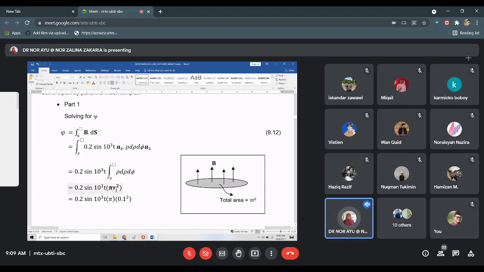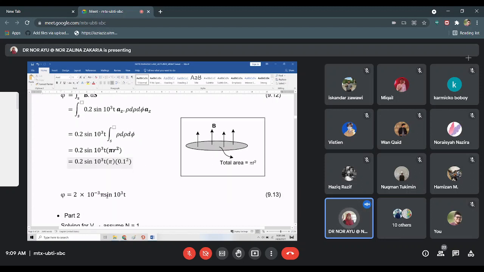So from here, you substitute your radius. In this case, we are using r, so r is equal to 0.1 because the radius of this circle is 0.1. And the final answer for this flux is 2 times 10 power of negative 3 pi sin 10 power of 3 t.